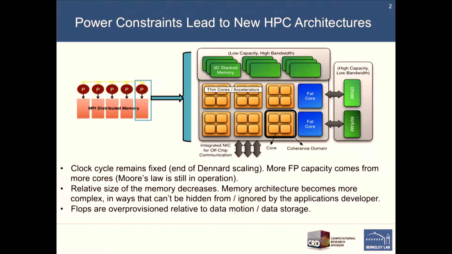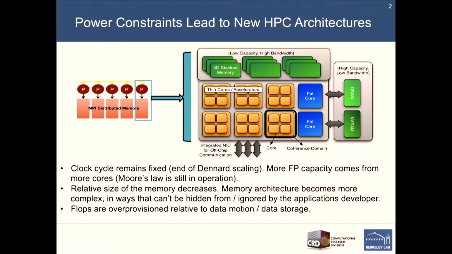So here's a picture of a sort that you've probably already seen multiple times, which is the summary that power constraints are leading to new HPC architectures. The conceptual cartoon of what an HPC architecture looked like 20 years ago is on the left. You had a little homogeneous processor, you had some memory attached to it, and these things were hooked together on a network. What's happened is that this has now exploded into something much more complicated.